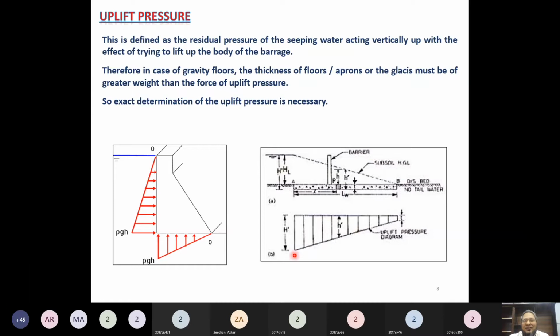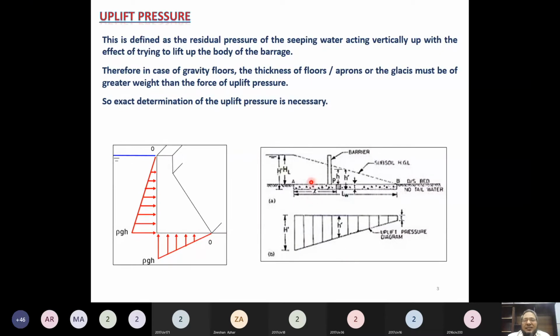Because here these were the head losses. If I draw a horizontal line, so these were the head losses. So after subtracting the losses, whatever is the pressure, that is called residual pressure.